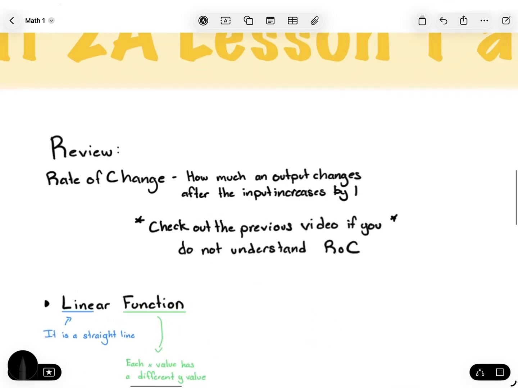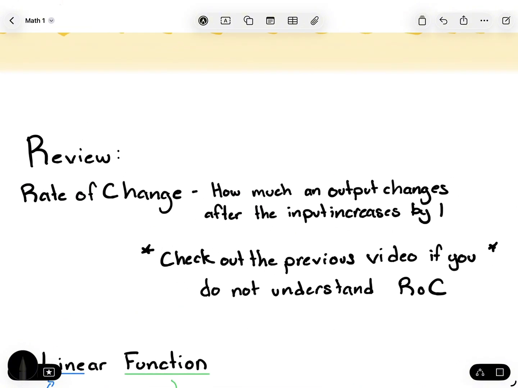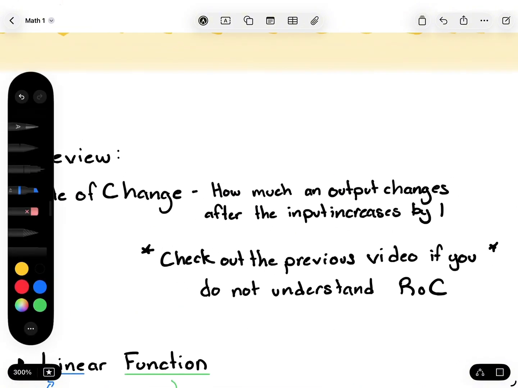Now, just for some vocabulary review, the rate of change is how much an output changes after the input increases by 1. So essentially, how much y changes after x is increasing by 1.